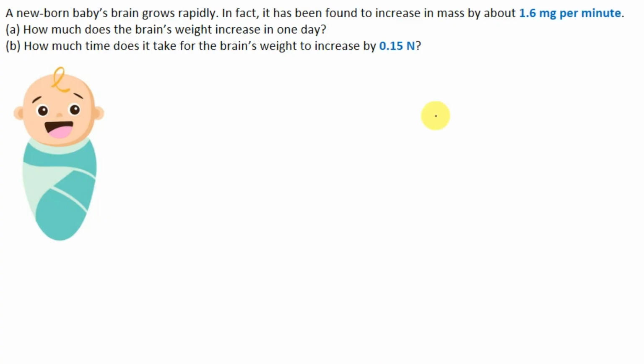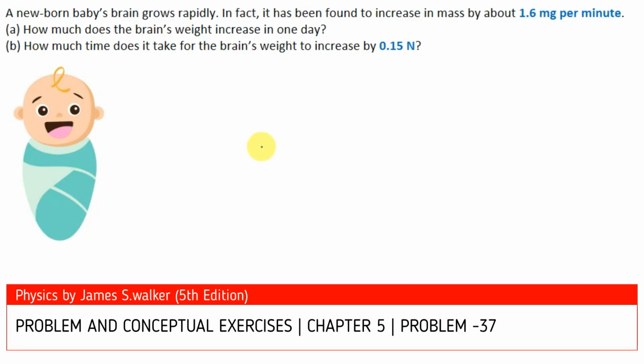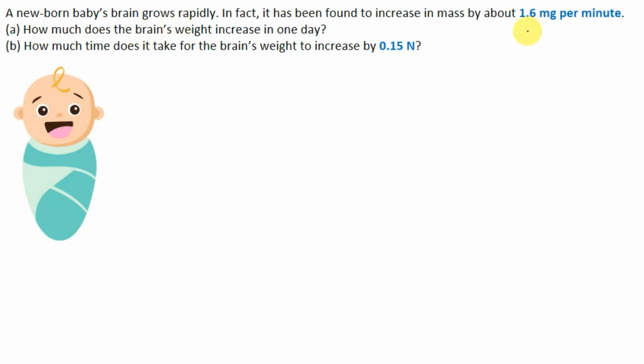Now this question is very interesting. It says that a newborn baby's brain grows rapidly and it has been found that it increases by 1.6 milligram per minute. So the increase in mass in 1 minute is 1.6 milligram per minute. Now there are two parts in this question that we need to solve.